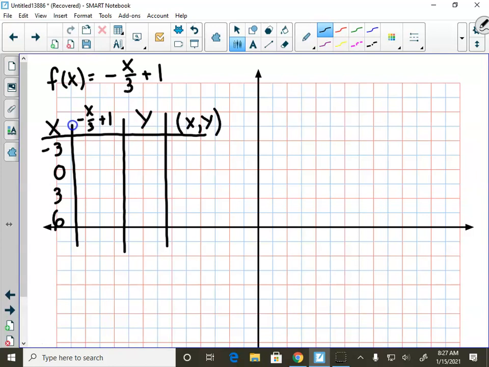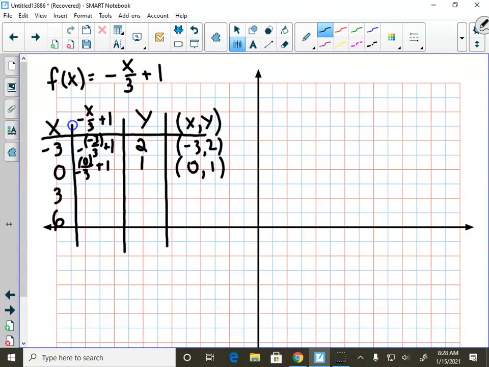And now we have to substitute in. So we have negative, and then negative 3 over 3 plus 1. So negative 3 over 3 would be negative 1, and the opposite would be 1, because we have the opposite out here. So we really have 1 plus 1, which would give us 2. And then we have negative 3, 2. The next value would be 0. So we have 0 over negative 3 plus 1. And hopefully you can see that's going to give us 1. So we have 0, 1.